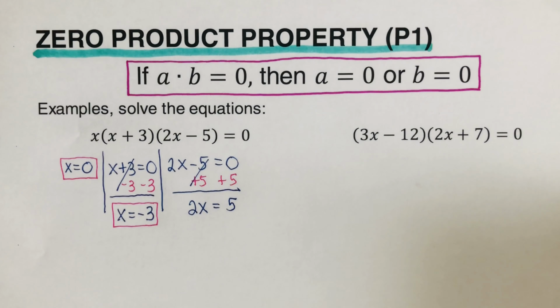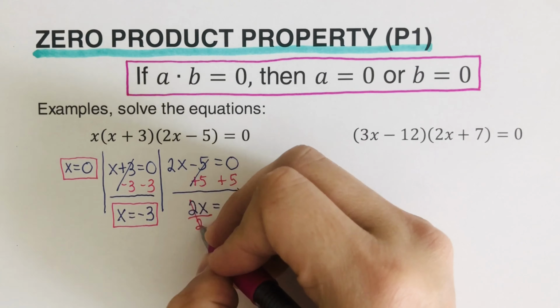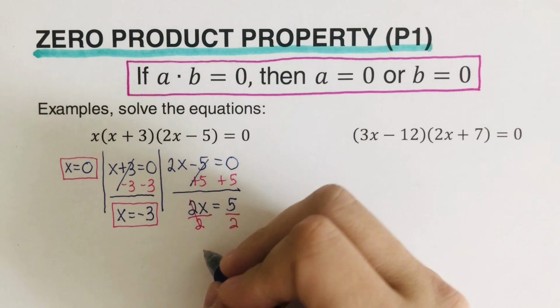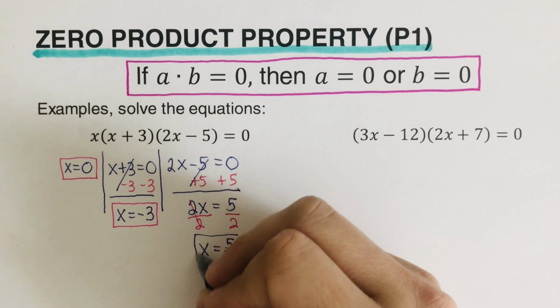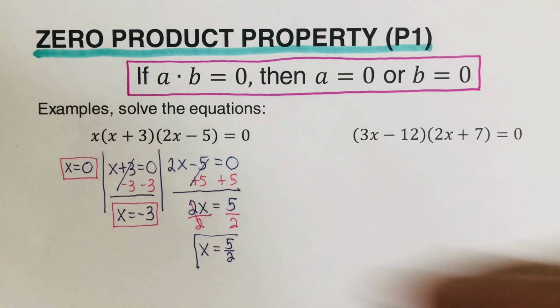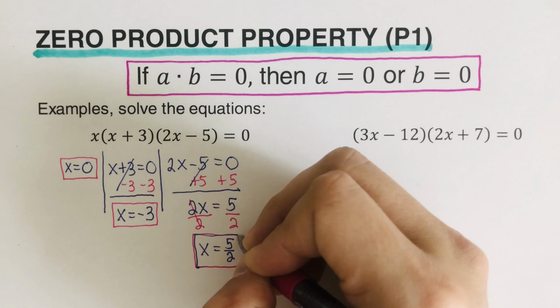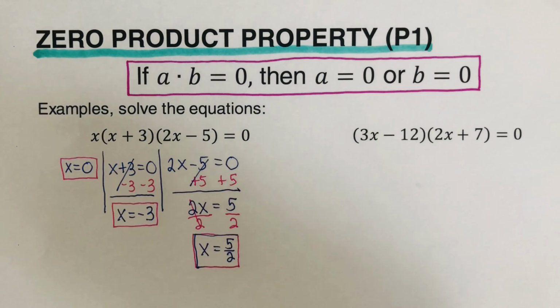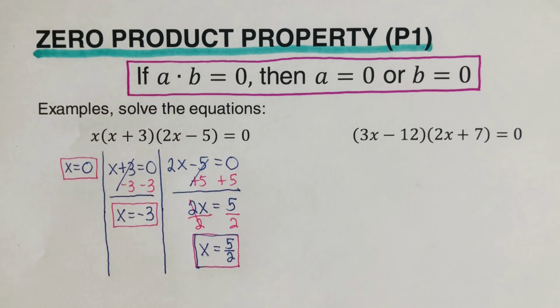Since we want the x by itself, we divide both sides by 2. So then we are left with x is equal to 5 halves. Just keep it as a fraction. That should be good. So these are the 3 x's. That's what it means by solving equations using the zero product property.